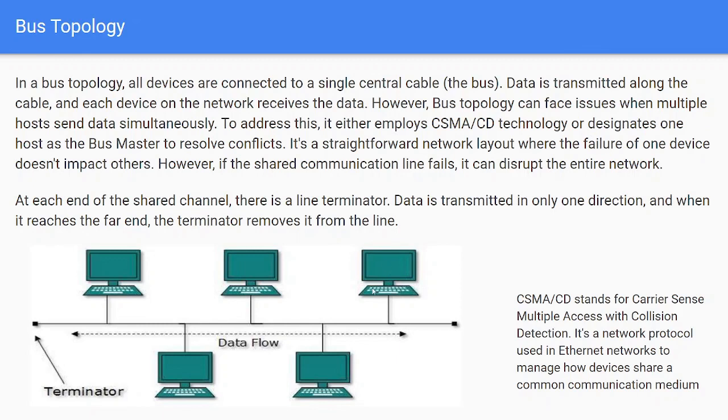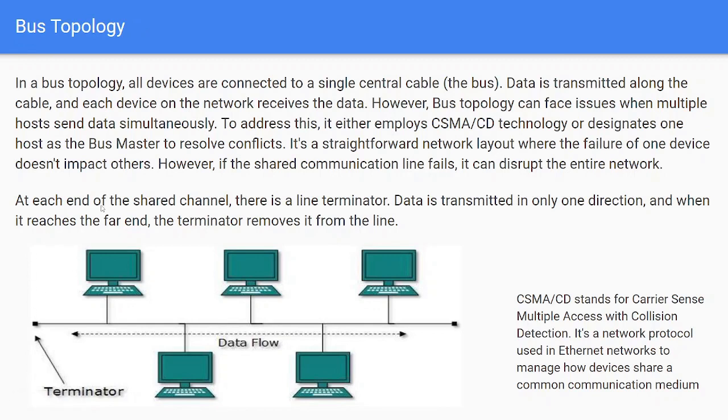So if you want to transfer data from point A device to point D device, the data is going to transfer along this cable. So this other device will get it, this other device will get it before it gets to this particular device that you want to transfer to. However, the bus topology faces issues when multiple hosts send data simultaneously. If all these hosts are sending data at the same time, there's going to be conflict, there's going to be issues, right?